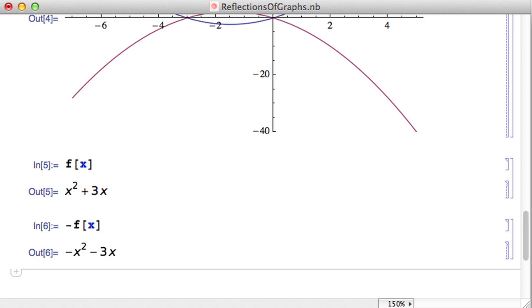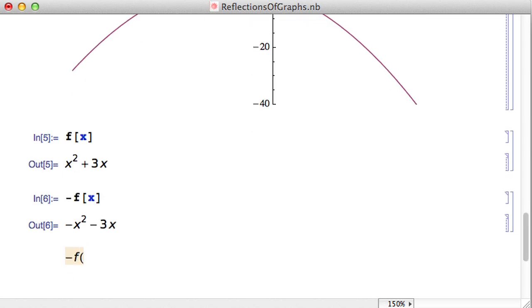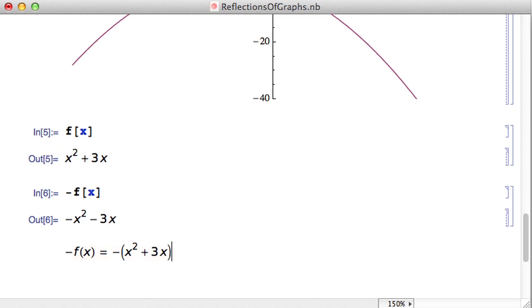So if you were to write this out, we would write it like this. Minus f of x equals, to correctly do this by hand algebraically, minus parentheses whatever f of x is, which in this problem was x squared plus 3x. That's how you multiply a function by -1.